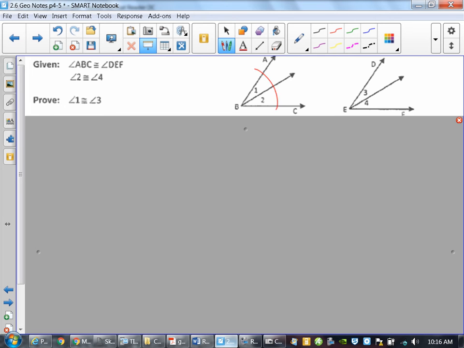This one is congruent to that one. I throw my little tick marks in. And then the next thing is that angle 2 is congruent to angle 4. So I would mark that as well. 2 is congruent to 4. So I have that much. Now, they're trying to ask me to prove that 1 is congruent to 3.